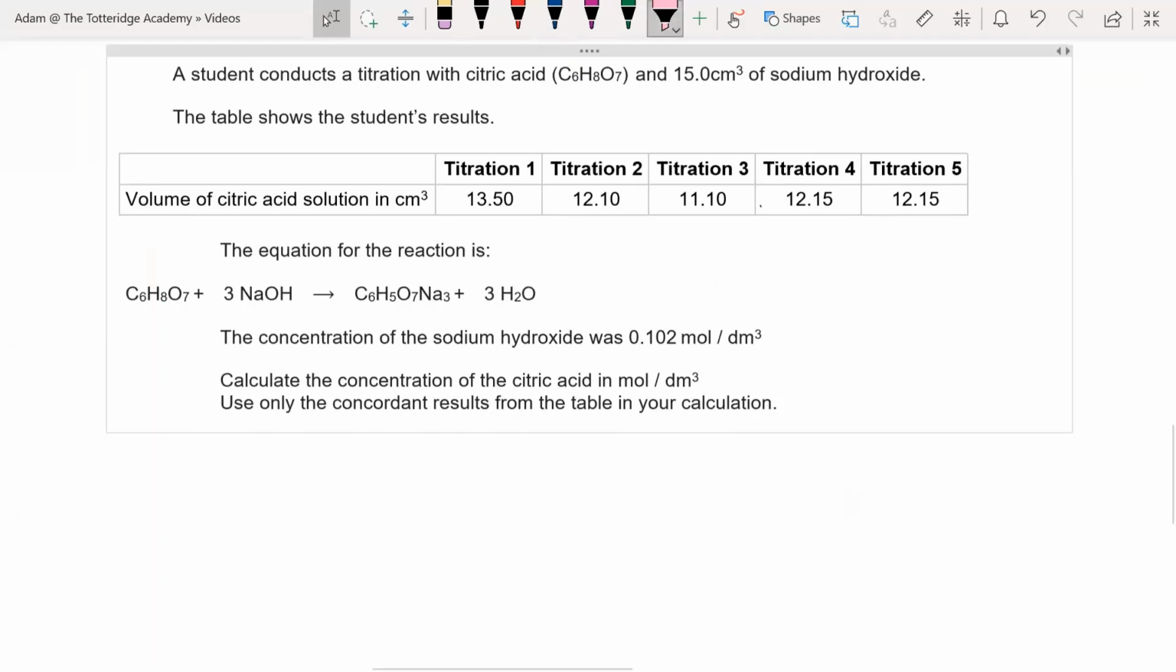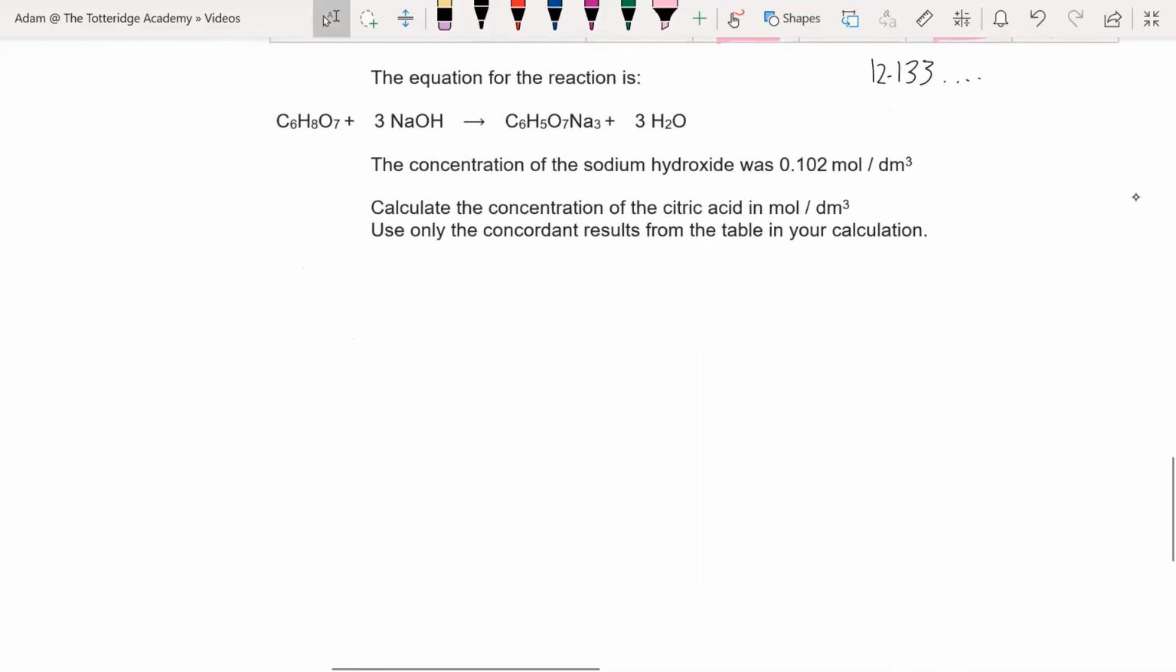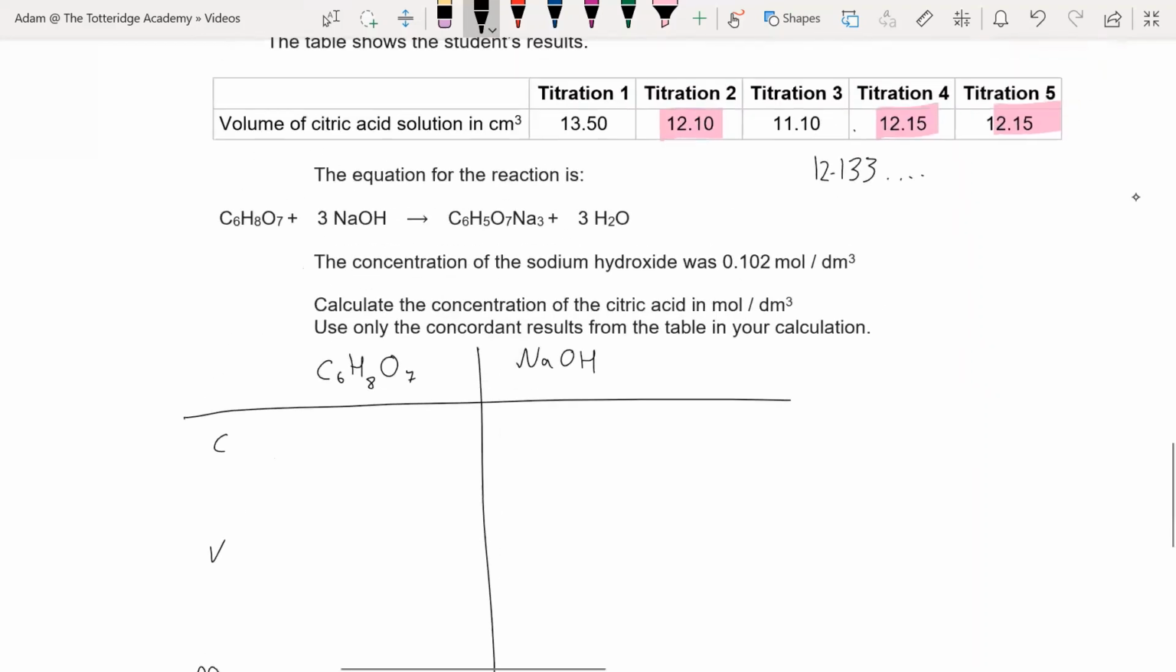So the first thing I'm going to do is work out the concordant titers, which is this, this, and this. So when I punch those into my calculator, I get 12.13, and then all of these occurring 3s again. I'm now ready to do my C6H8O7 over there, NaOH over there, and my creepy violent monster method.